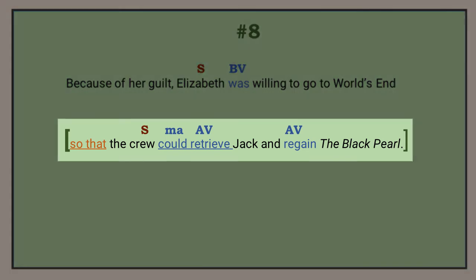So that is the subordinating conjunction that begins an adverb clause with a compound verb. There is only one subject, the crew.